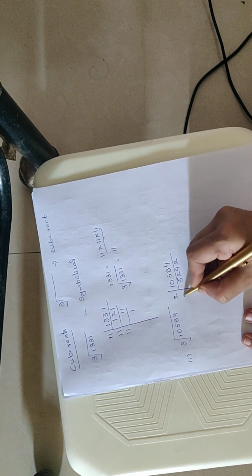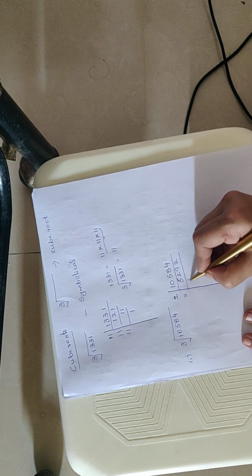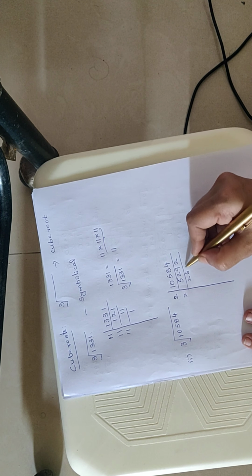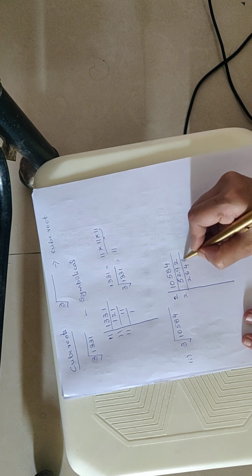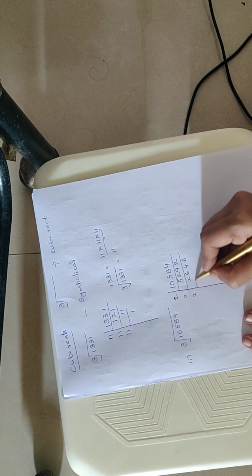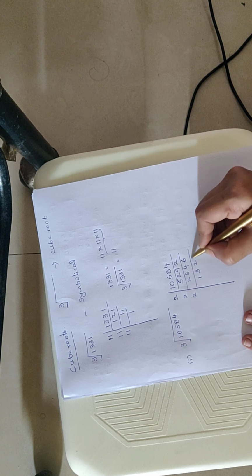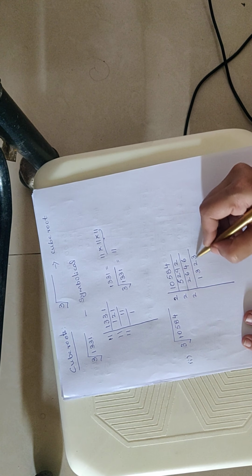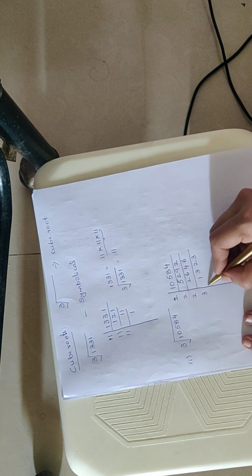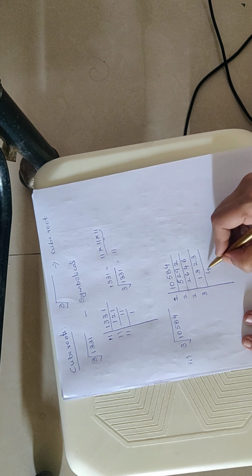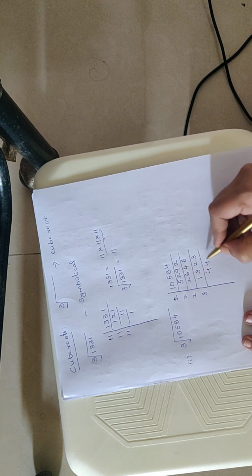2 2s are 4. Again 2 times. 2 2s are 4. 2 6s are 12. 2 4s are 8. 2 6s are 12. Again 2. 2 1s are 2. Then 3. 3 4s are 12.